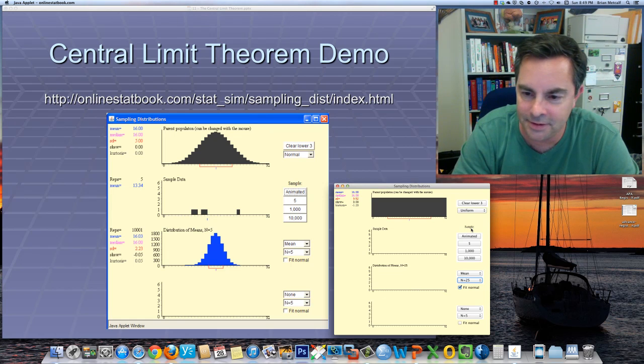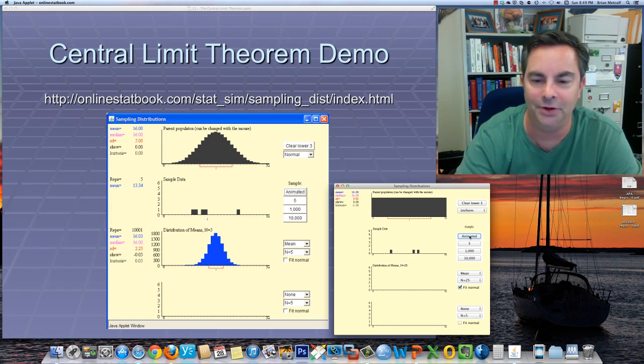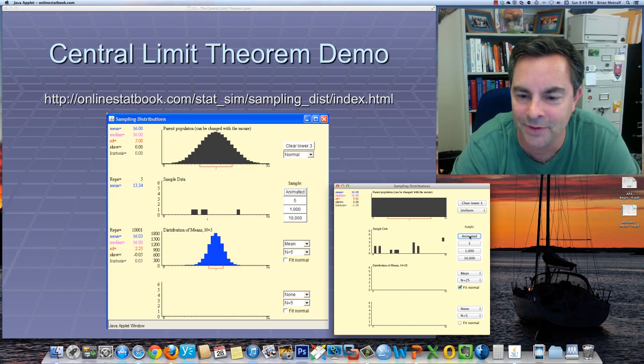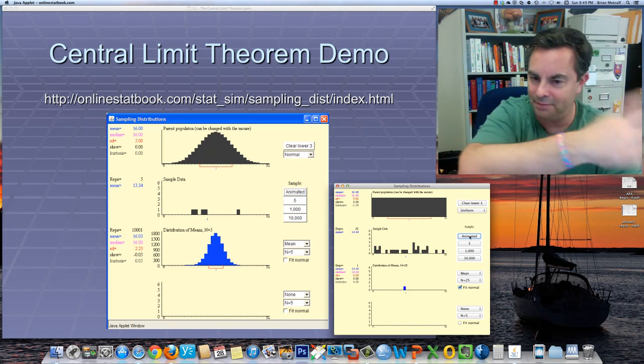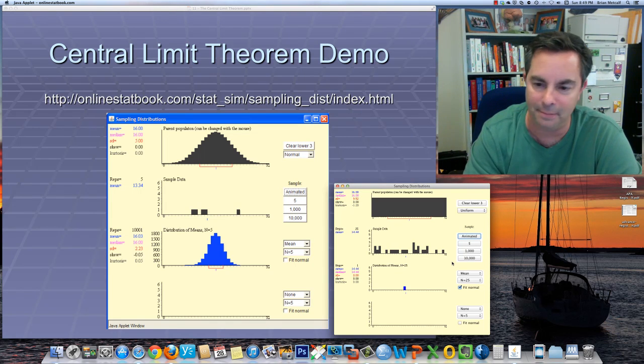I like to show you one. Here comes one of them, people coming from all over the place. 25 randomly selected scores, and there's their mean.